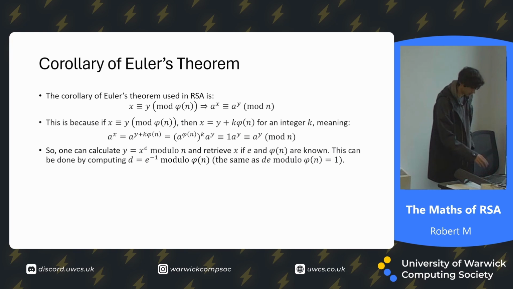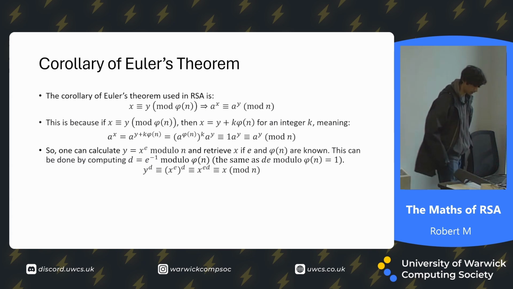And so that means from that you can calculate x to the e modulo n and retrieve x quite easily if you know e and phi n. You can do this by calculating the modular inverse of e modulo phi n, which you denote as d. The modular inverse is basically just some integer d such that if you multiply e and d, modulo phi n, that's equal to 1. And you can see here that if you do y to the power of d, then that is congruent to x modulo n, and so that's how you retrieve x quite easily.